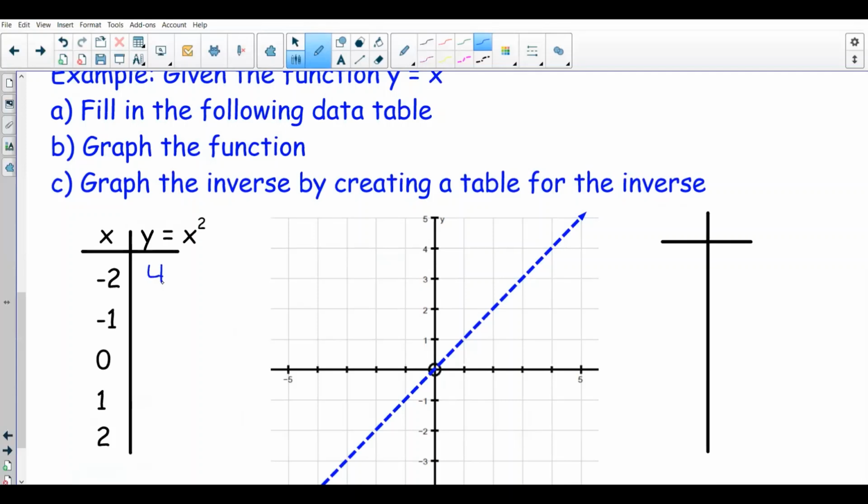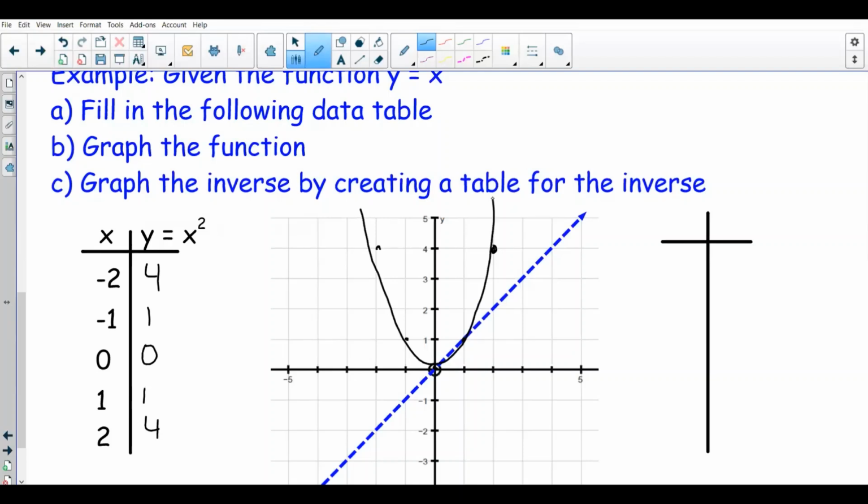I'm going to switch that to black, actually, before we go. We're going to color code things a little bit here. So -2 squared is 4, -1 squared is 1, 0, 1, 4. So nothing overly exciting happening here, is there? I'm just going to put those points in, and I will sketch my quadratic. Okay, there we go.